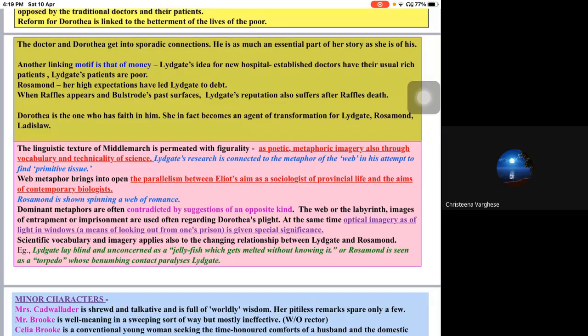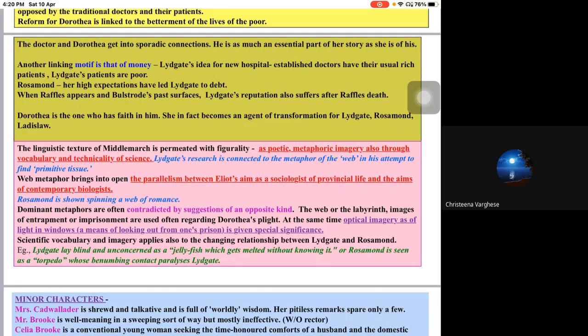Web metaphor brings into the open the parallelism between Eliot's aim as a sociologist of provincial life and the aims of the contemporary biologist. So Eliot herself is like connecting a web here, right? A web of the sociological life as seen through life in Middlemarch. So she is also weaving a web, almost like the kind of web that these biologists are looking into to find the origin of life.